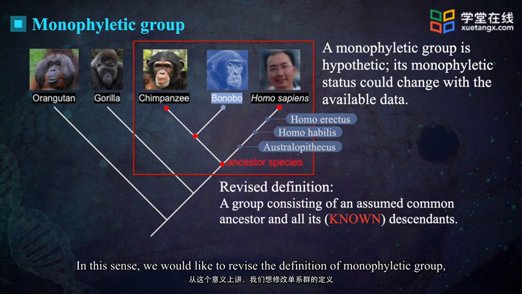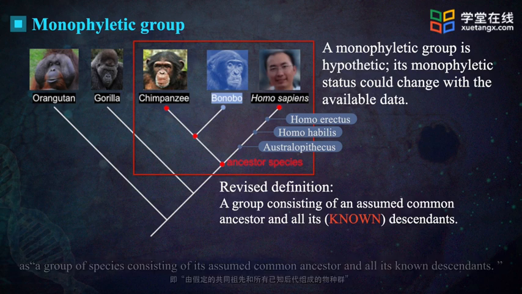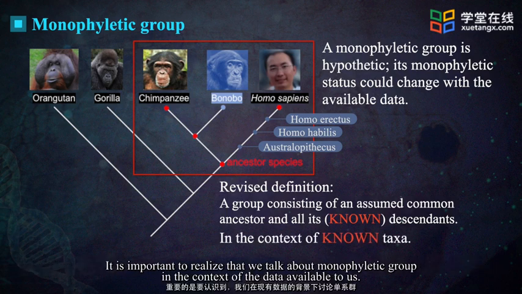In this sense, we would like to revise the definition of a monophyletic group as a group of species consisting of its assumed common ancestor and all its known descendants. It is important to realize that we talk about monophyletic group in the context of the data available to us.